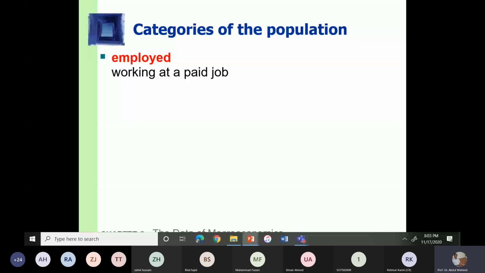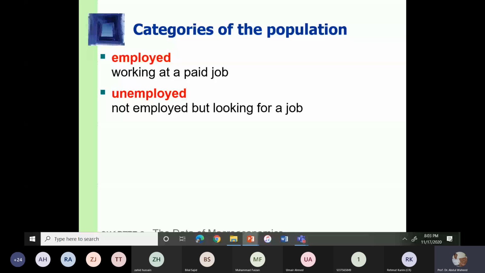participation rate. In the economy, we have a population, and in the population there are some people who are working for a paid job, and such people are known as employed. And then there are some who are not working and they are not looking for a job, so such people would be called unemployed. So now we should be clear on the categories of population. In the categories of population, you see there are different age group people.